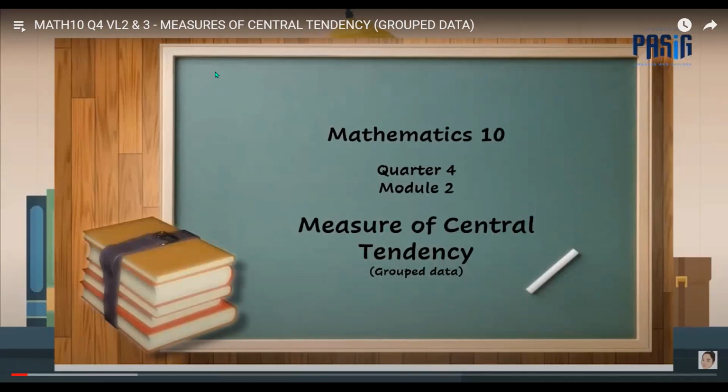Ready na? Pwede na tayo mag-continue. So let us continue to module number 2 and 3. This is measures of central tendency of group data. Ibig sabihin, yung data natin dito ay organized and it is grouped. Okay?